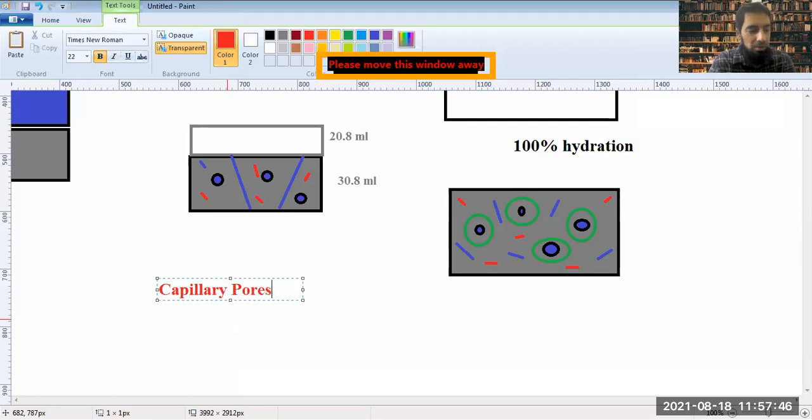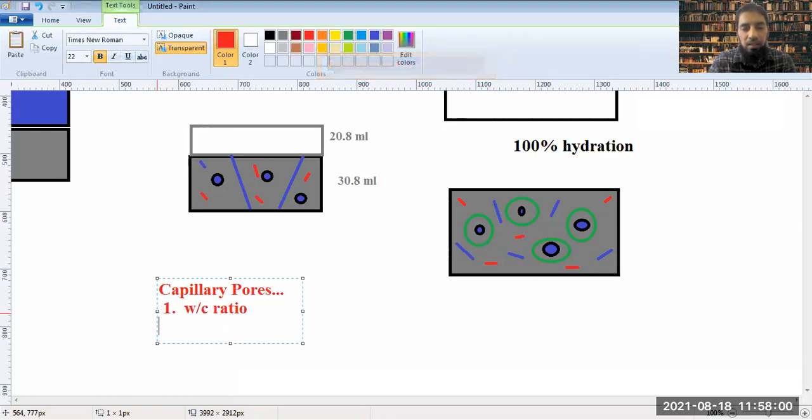So what do the capillary pores depend on? How many capillary pores will be there depends on the water cement ratio. If there is a good sustained water to cement ratio, not too high, not too less, the capillary pores will be as per the water cement ratio. For example, if you provide a higher water cement ratio where there is a large amount of water, around 70% and more, then a large amount of capillaries will be produced within the cement because there is a lot of water.